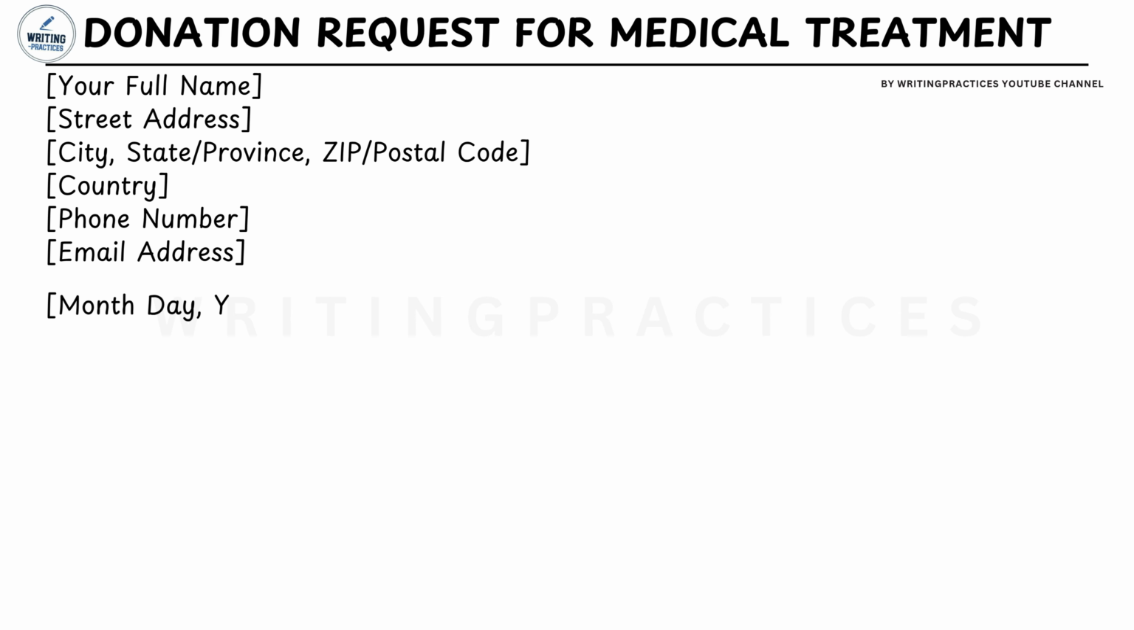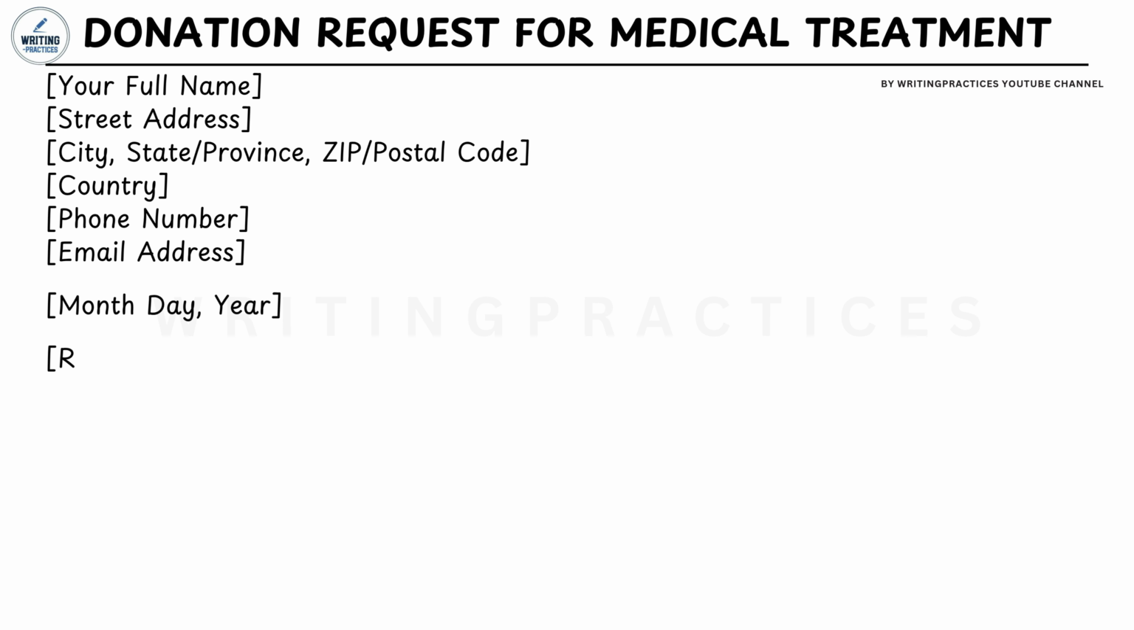Date. After your contact information, write the date. For example, July 4, 2026. The date shows when your request was prepared and helps recipients understand the urgency of your situation, especially if treatment is scheduled within a specific time frame.